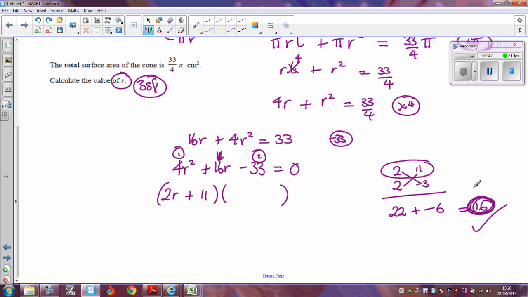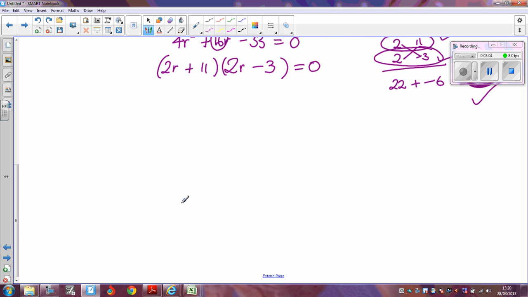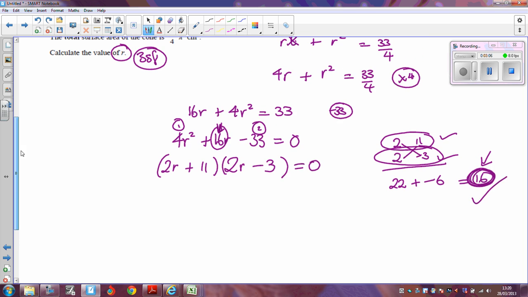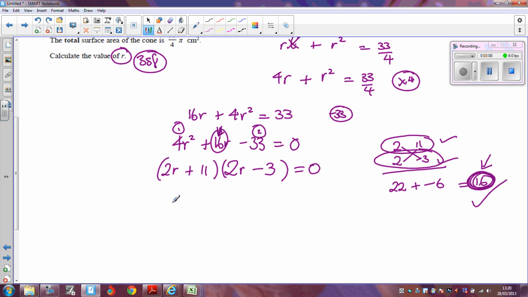Sorry, I forgot to say. If that number here is the same as the number here in the middle, then this is successful and we can factorize. The second two numbers here, the 2 and the minus 3, tell me my second bracket is 2r minus 3, and that must equal 0. Okay, what I'm going to do now is work out the values of r.